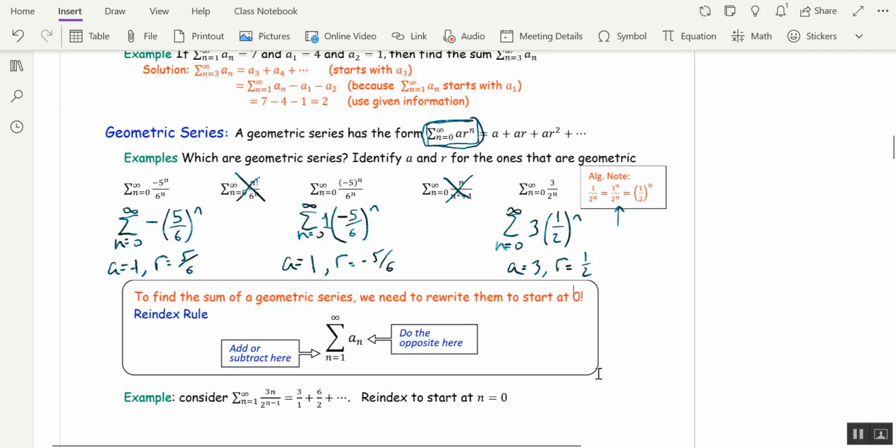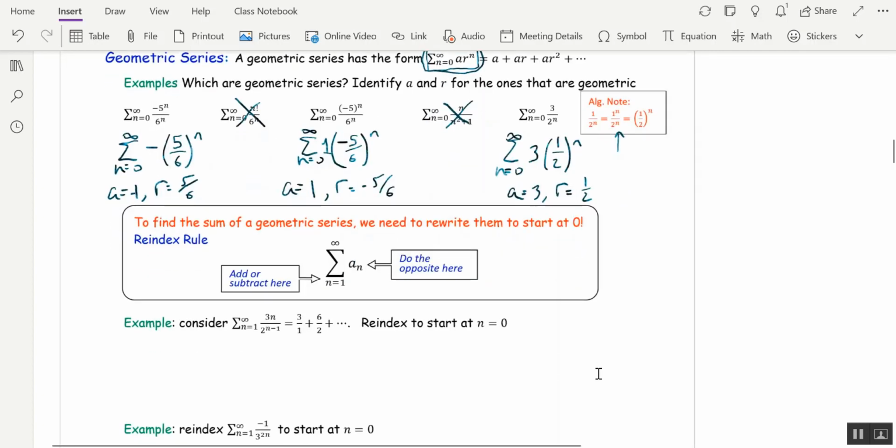All right, to find the sum of a geometric series, they have to start at 0. Sometimes the series won't start at 0 and you need to rewrite it.